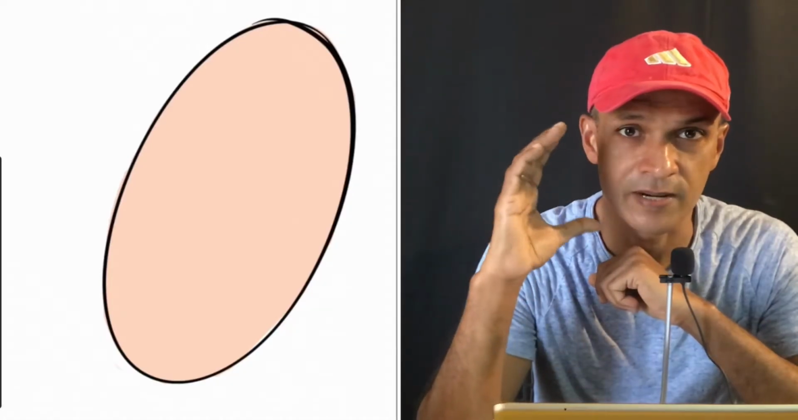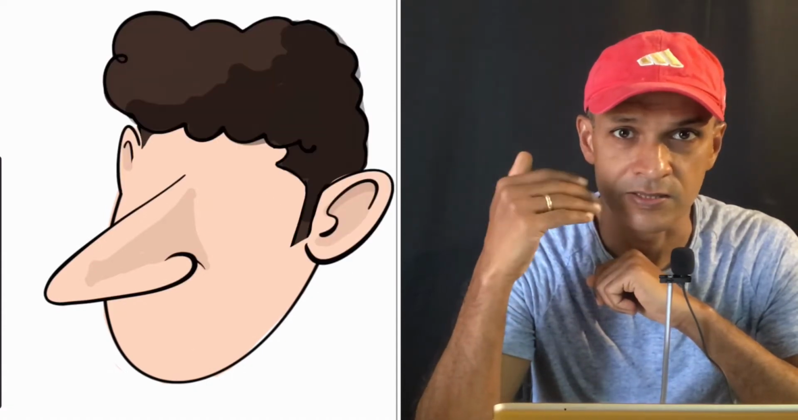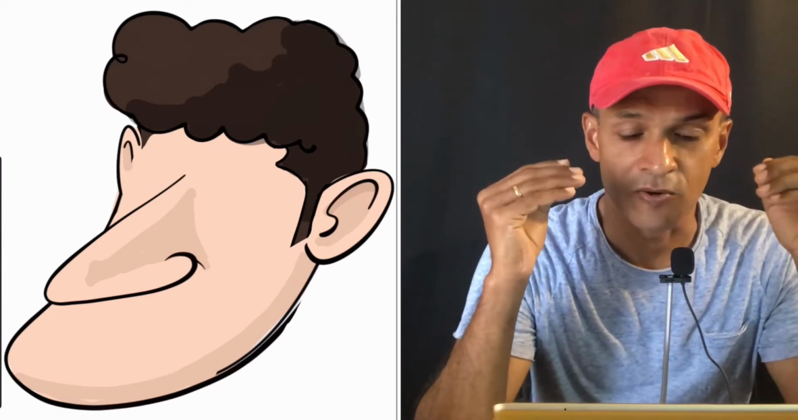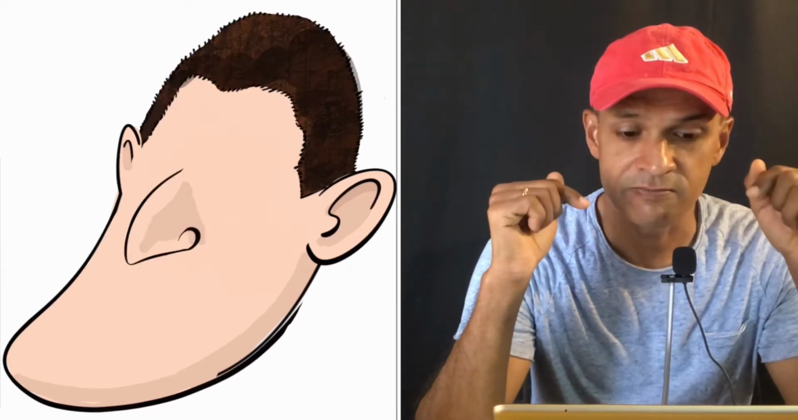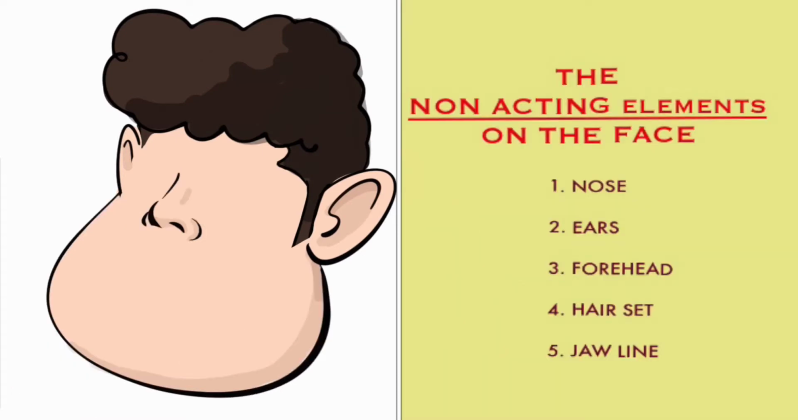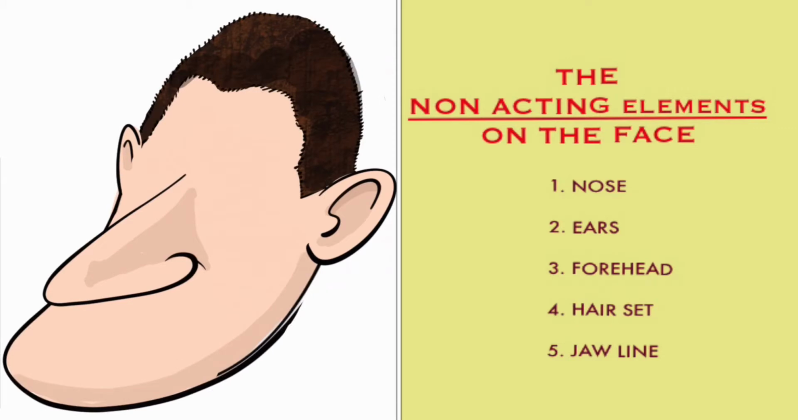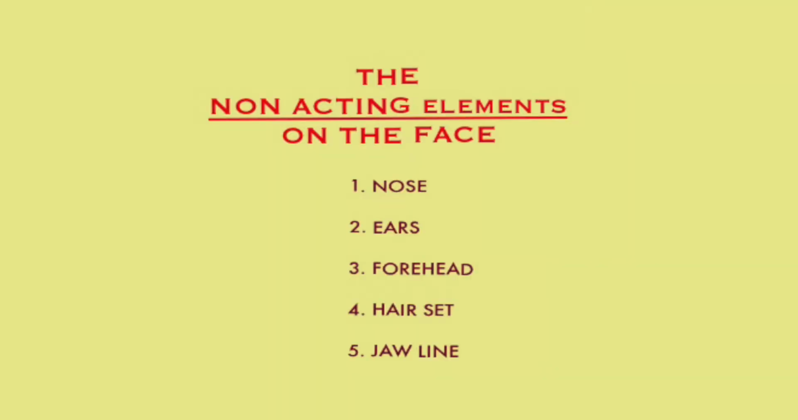But if you look closely, out of the features that comprise the face, the nose, the ears, the forehead, the hair set, and the jawline don't really do much acting or participate actively in any facial expression. But the features that I just mentioned are important as personality markers. Any exaggeration in one of these features easily adds up in terms of a personality change on the face. These elements do project the personality of a face, but they are not acting elements because they don't help create all the facial expressions that we are talking about.